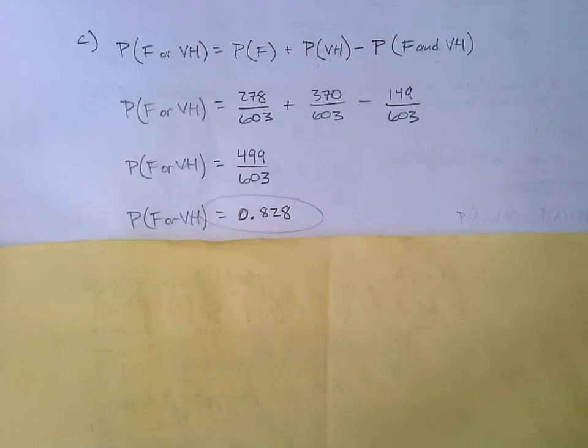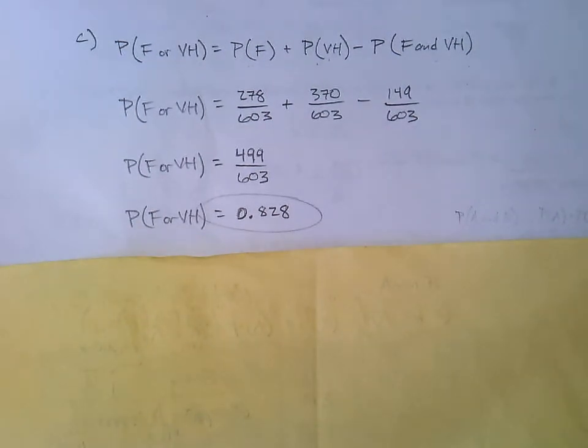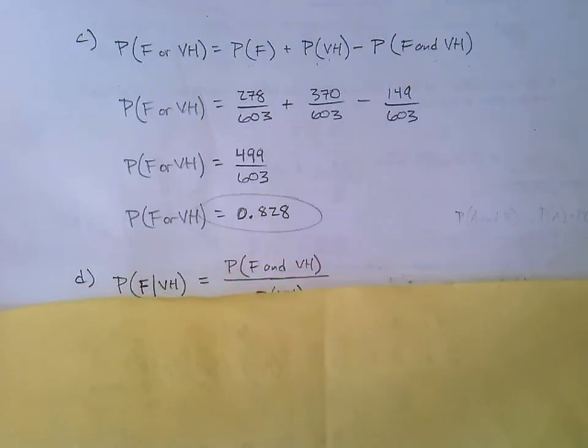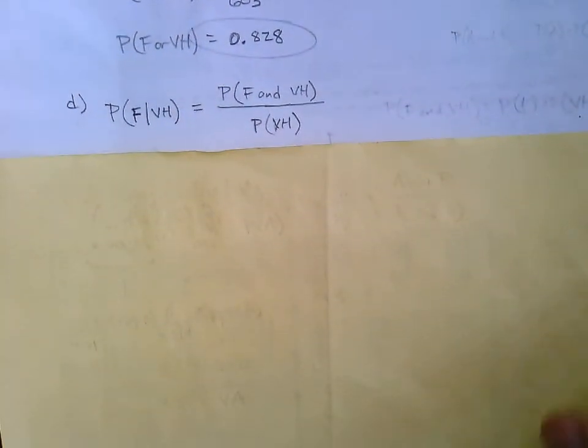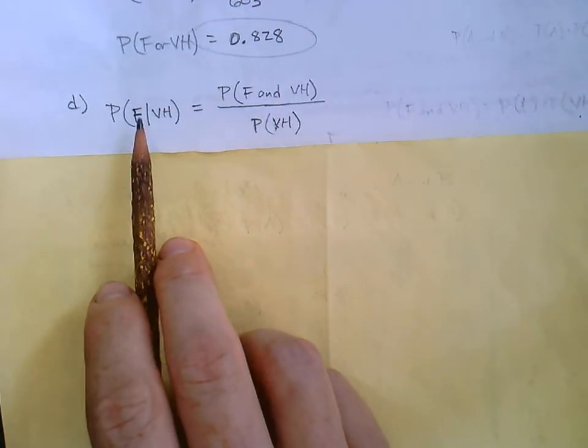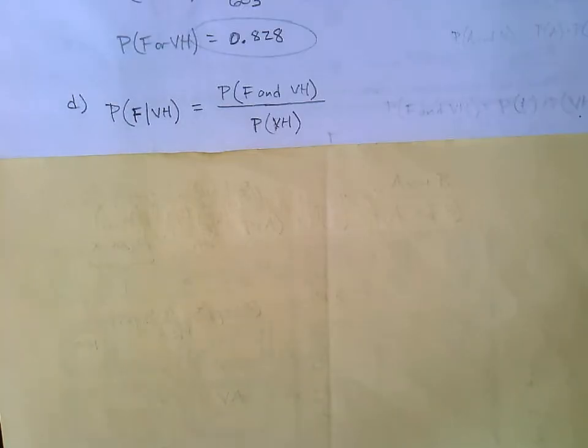Part D, what do we have? What is the probability that a married person is female given they are very happy? Okay, here's the given. Let's see what's going on with this. The probability that a married person is female given they are very happy. So we've got this formula. Probability of being female given very happy.